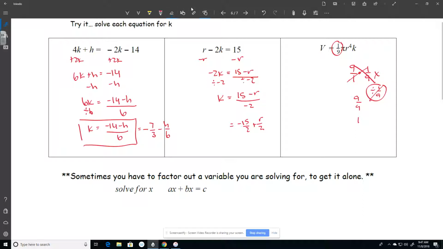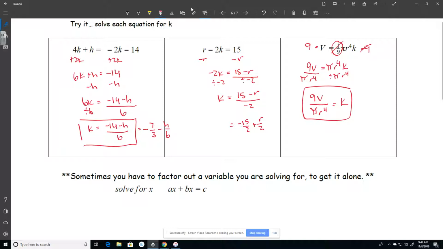So on my problem right here, instead of dividing by 1/9 to get rid of the 1/9, I'm going to times this side by 9, and I'm going to times this side by 9, because then that goes away, and I have 9v equals pi r to the 4th times k. Now to get rid of timesing by pi and r to the 4th, I just have to divide by pi r to the 4th. So 9v divided by pi r to the 4th equals k.